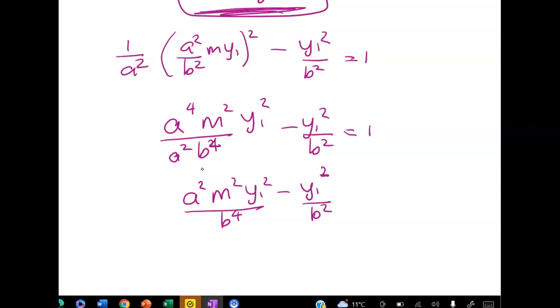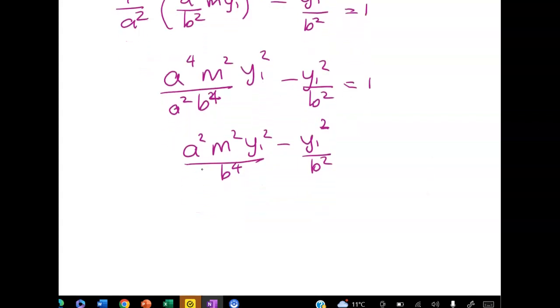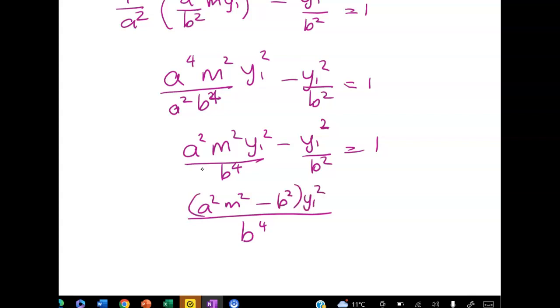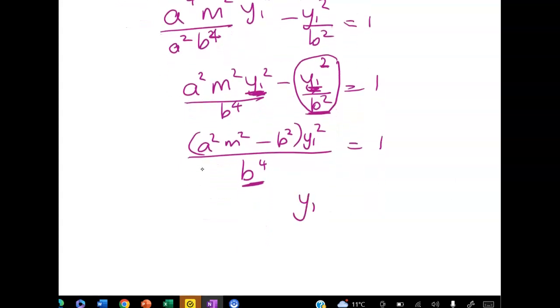Right, now going very slowly, let's get a common denominator. What I'm trying to get here is an expression for y1. So we've got b to the power of 4, and we've got a squared m squared minus b squared, all multiplied by y1 squared equals 1. Right, so all I'm doing here is I've got a common factor sitting in here of y1 squared, but I need to multiply this bit by b squared to get my common denominator. And you can see that we're just about there, right? So now we've got an expression for y1 squared, and it will be b to the power of 4 over a squared m squared minus b squared.